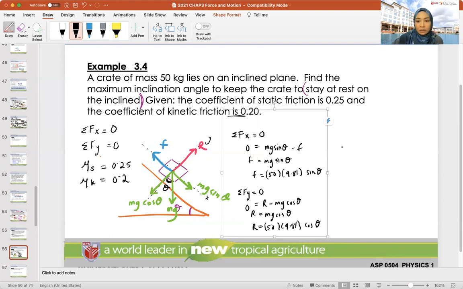Okay. So friction is equal to mu R. In this case, our mu is mu S because this guy is not moving. That's great. Makes our life easy. So friction in this case is 50 times 9.81 sine theta. I think my handwriting is improving.